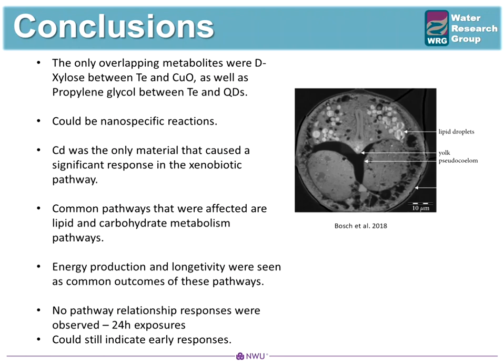Common pathways that were affected are lipid and carbohydrate metabolism pathways. These two pathways affect nearly all aspects of organisms' biology, and disruption could be devastating. They also link with each other. Energy production and longevity were seen as common outcomes of these pathways.